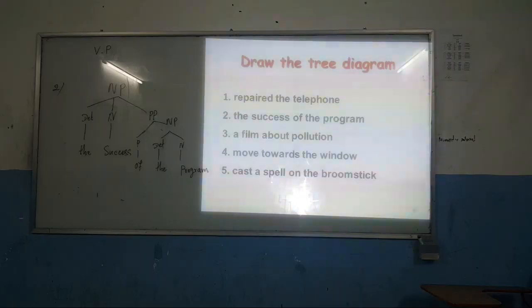Teacher, first here, it is functioned as a noun. Verb, right? Cast. But spell on the book. Broomstick. The spell, is it a verb or a noun? Spell, noun. What does spell mean? The spell is like the magic, right?